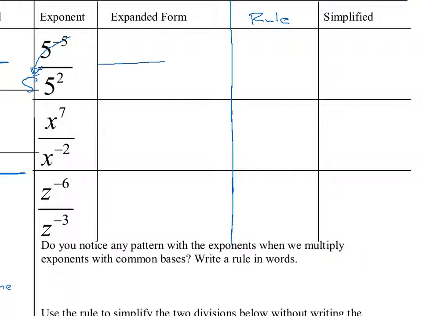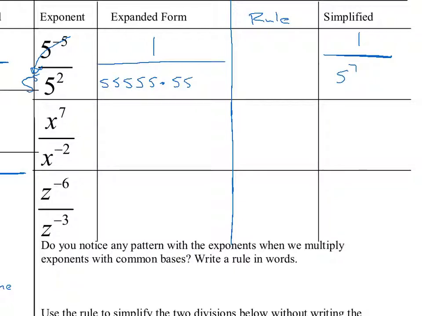When I'm doing the expanded form on this one, I see there's nothing left on top. So I'm just going to put a 1. I'm going to expand 5 to the fifth on the bottom. 5 times 5 times 5 times 5 times 5. And the 5 squared, which is also on the bottom. 5 times 5. It's 1 over 5 to the 7th.